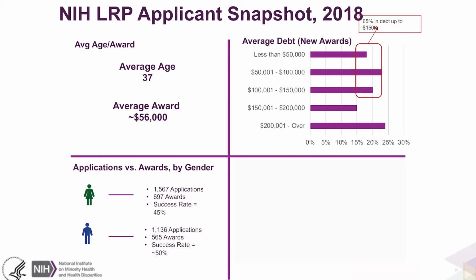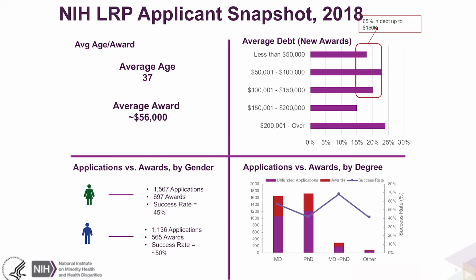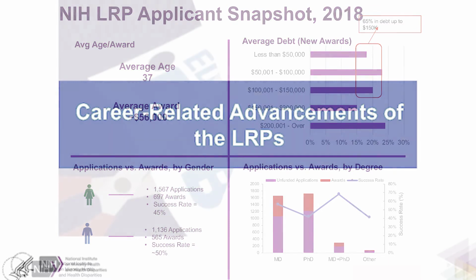So now if we take a look at applications versus awards by gender. In 2018, the success rate for male awardees was a little bit better than females, but that percentage tends to move from year to year. Last year it was exactly 50%, and now for 2019 or 2020, we're hoping that that percentage rate will be probably about even again. So applications versus awards by degree. Now, while we have our lowest number of applications and awards from our MD, PhD population, their success rate is a lot higher than that of our MD and our PhD applicants. But the success rates are pretty good.